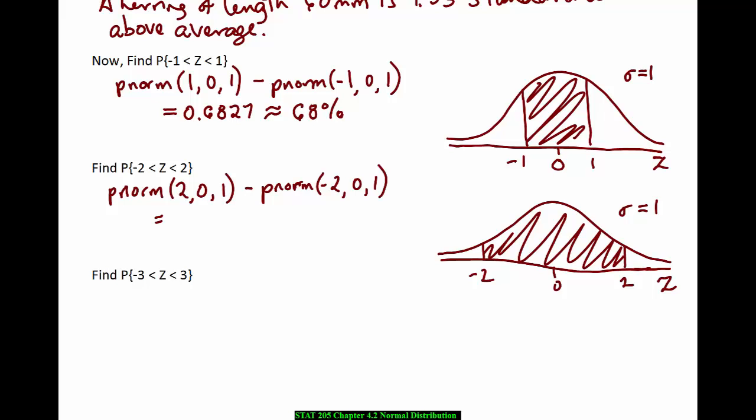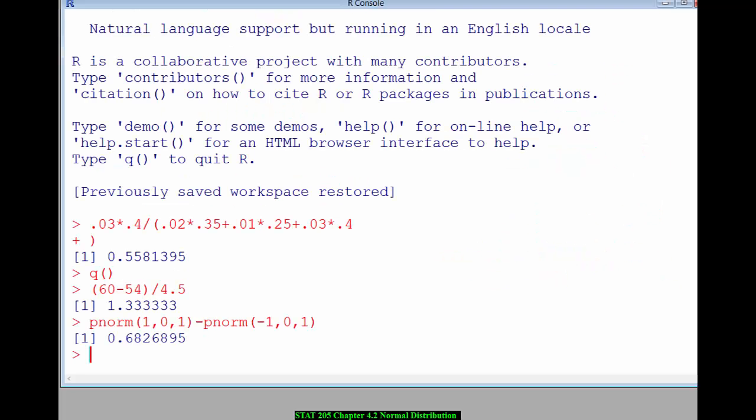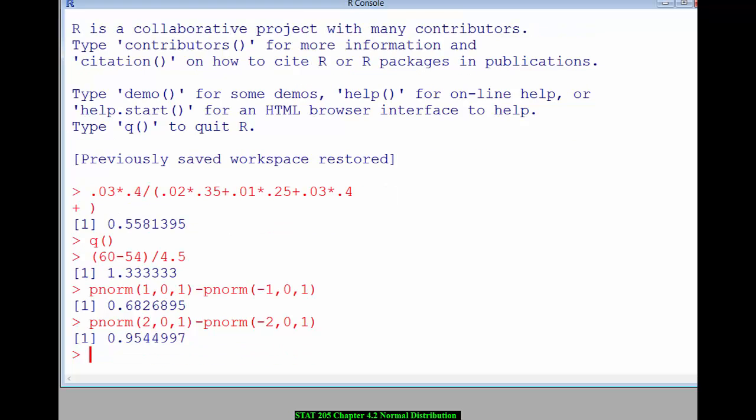And when we punch that into R, we get .9545.